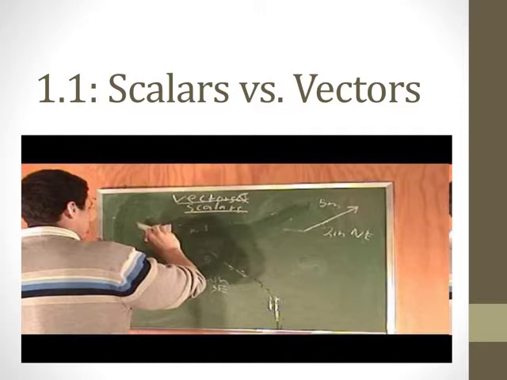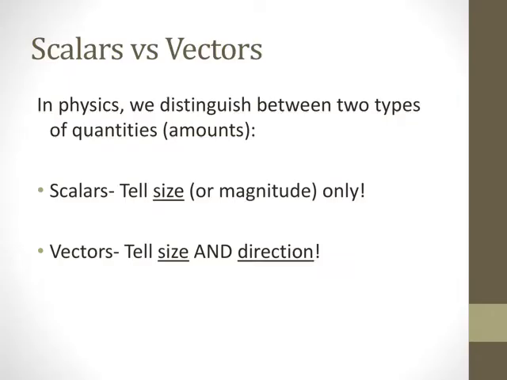So, welcome to Scalars versus Vectors, your first physics topic. In physics, we work with a lot of quantities, and scientists define them in two different ways. They are scalars or vectors. Quantities we work with are things like 12 seconds, 5 meters, 100 miles, 56 meters per second east.